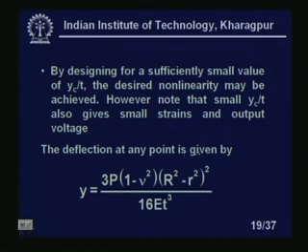Now, the deflection at any other point, other than the central point, at a distance r, y is given by this expression: y equals 3P(1 minus nu square)(R square minus r square) upon 16 E t cube. Okay. What is that? Let us look at it.